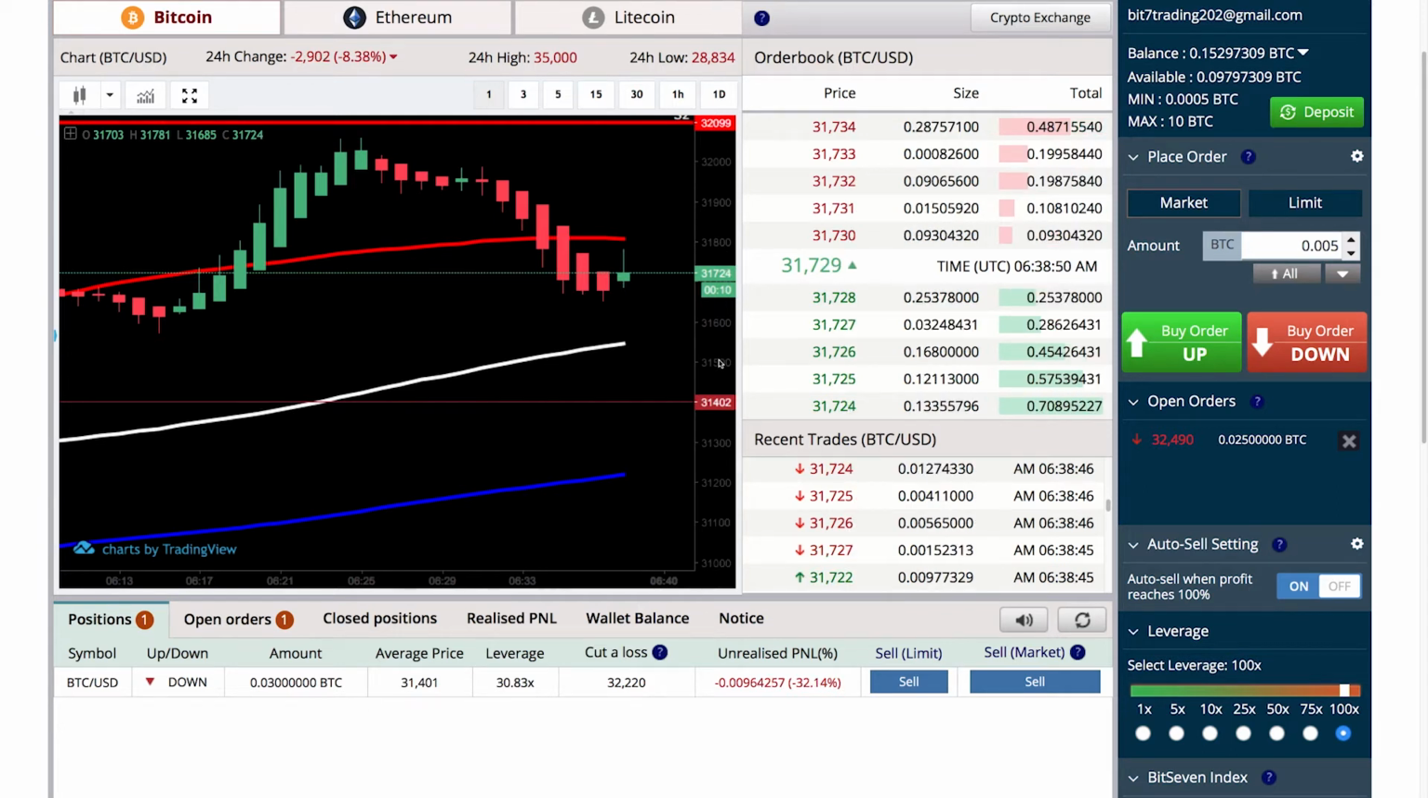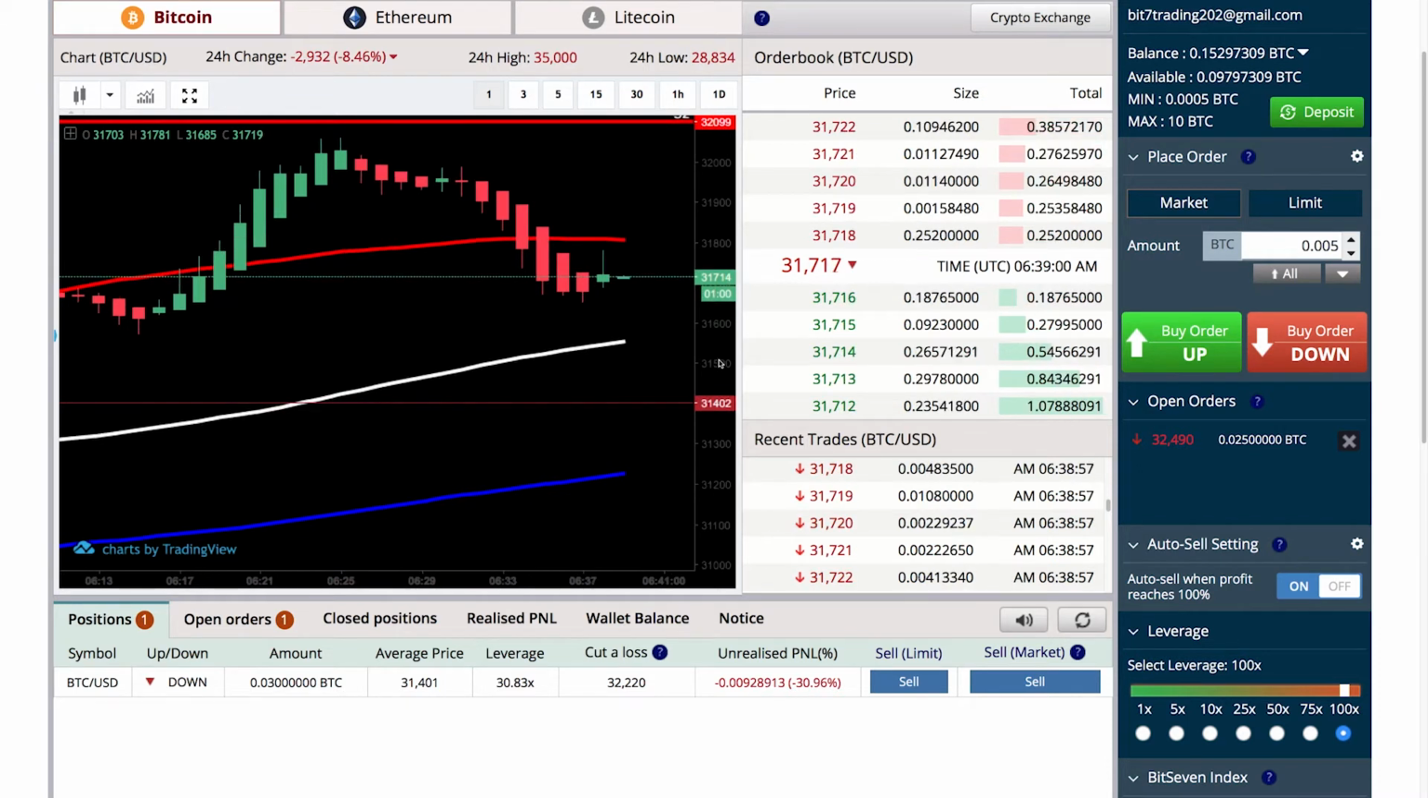There's 12 seconds left in this candle. We patiently wait, and we look for what this next candle is going to be. And that's all it is. We're just reading the tea leaves over here, folks.